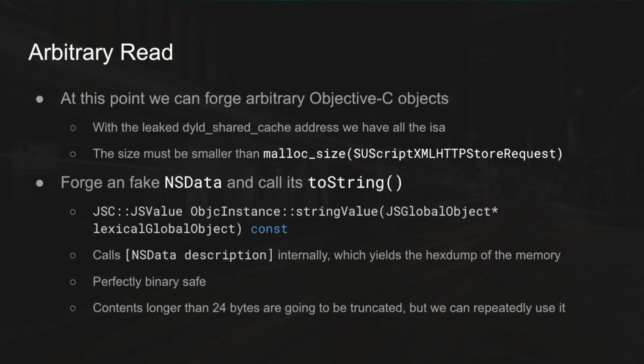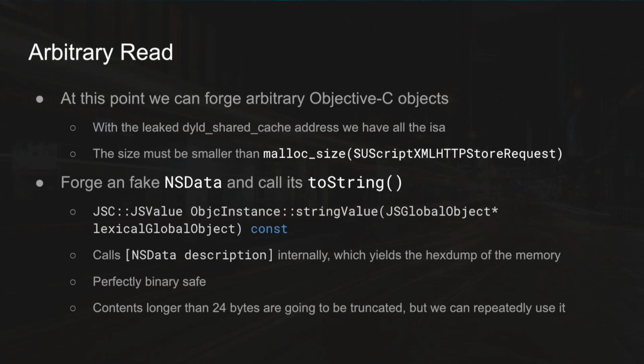At this point, we can forge arbitrary Objective-C objects. So with the leaked address, we have all of the isa. And this fake object must be smaller than SUScriptXMLHTTPRequest. So my choice is to fake an NSData and cause its toString to leak the memory content, because finally it will call NSData description inside, which yields the hex dump of the memory. So it's a perfectly binary safe memory dumper.